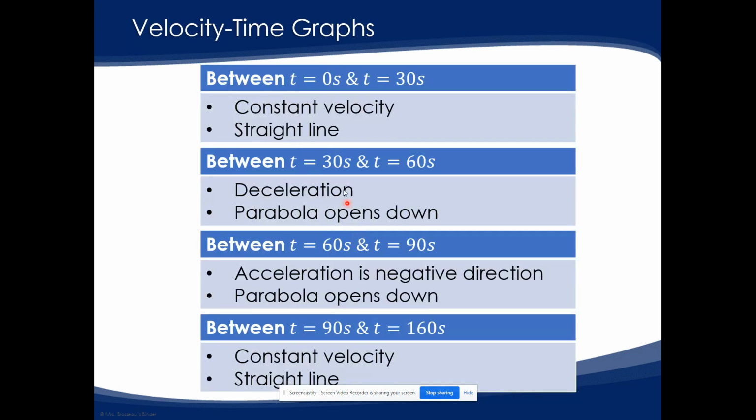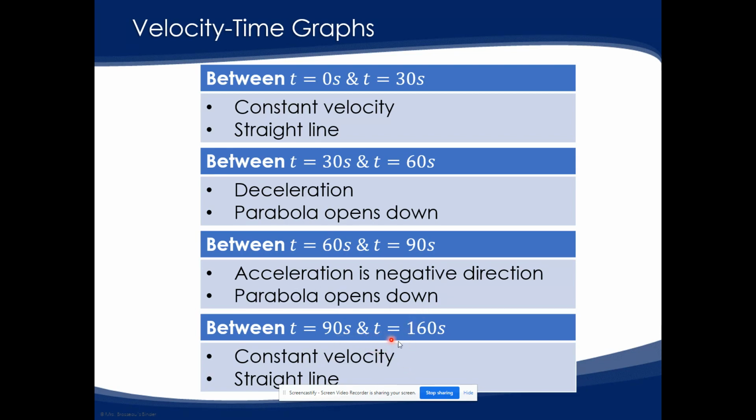So between 0 and 30, we had a constant velocity. Constant velocities mean that we're going to have a straight line. But between 30 and 60, we slow down. And when we slow down, we have an acceleration, but it's negative. So we have a parabola that's going to open downwards. Then between 60 seconds and 90 seconds, the acceleration is in the negative direction still. So our parabola still opens down.